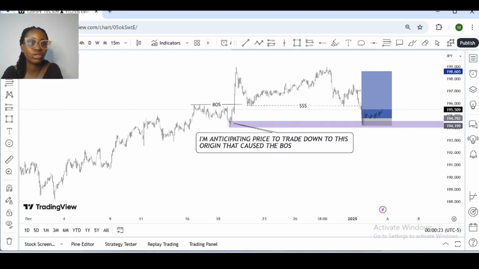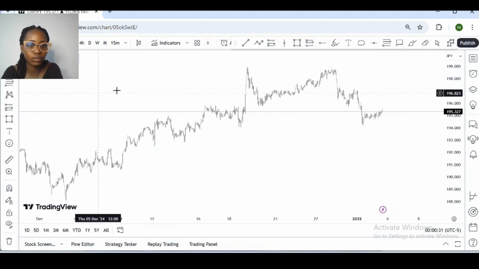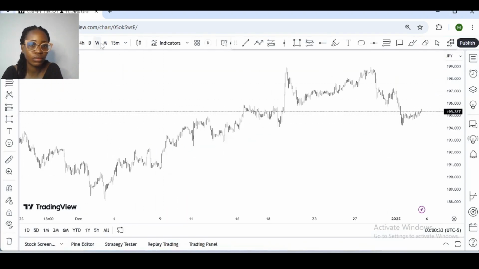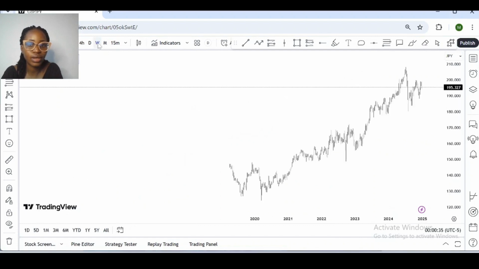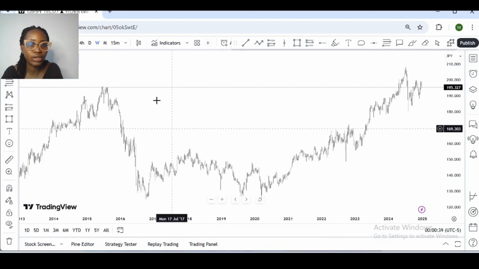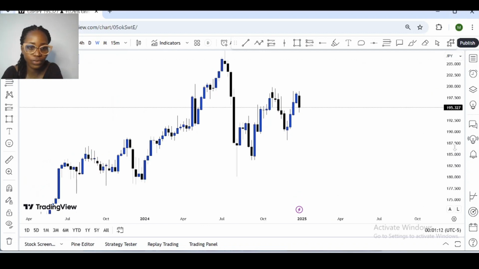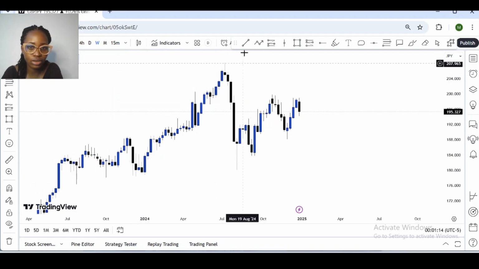Okay, let's go to a fresh chart so we can analyze together. Let me use this. First of all, I'll go to the higher time frame, like the weekly time frame, to see where price is coming from and where price is headed. So here on the weekly time frame, let's just analyze this together.